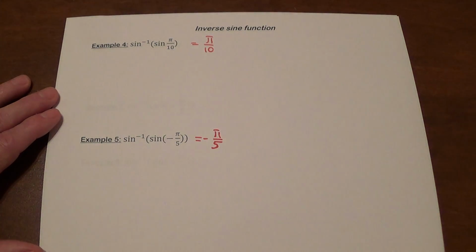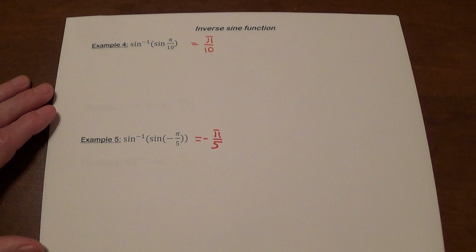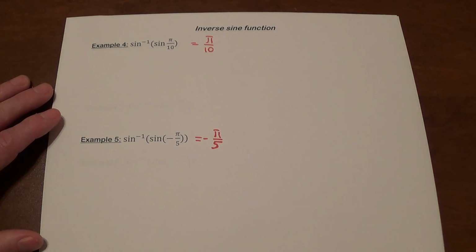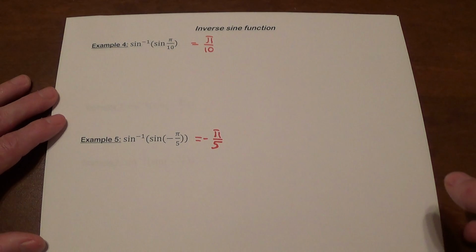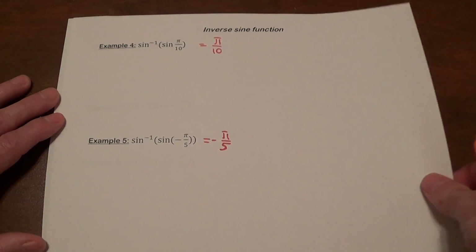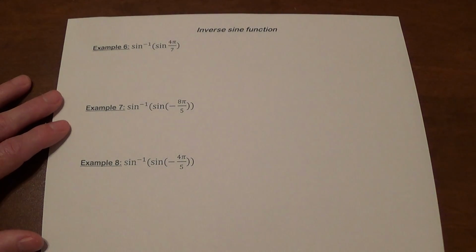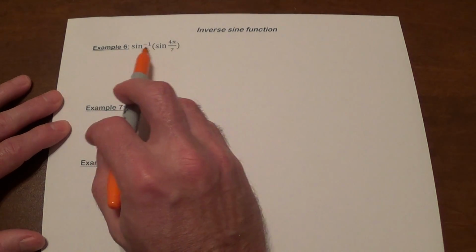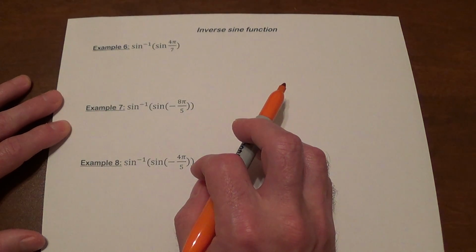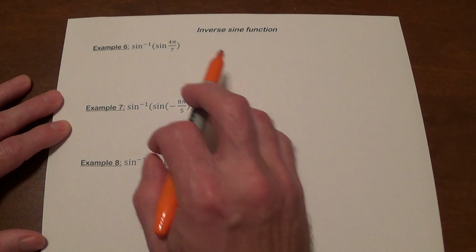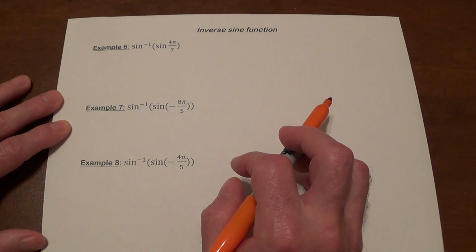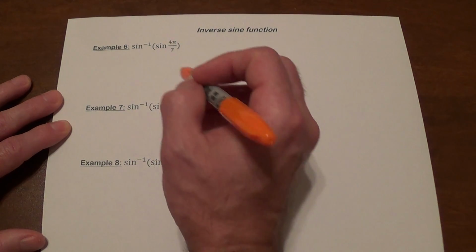So this is usually where students begin thinking, oh, I know, I just cancel, one thing cancels the other and I'm going to get my answer. Unfortunately, that's not as simple as this. Let's take a look at this. So here we have arcsine of sine of 4 pi over 7. But unfortunately, 4 pi over 7 is greater than pi over 2, and you cannot use that. So then what do we use?